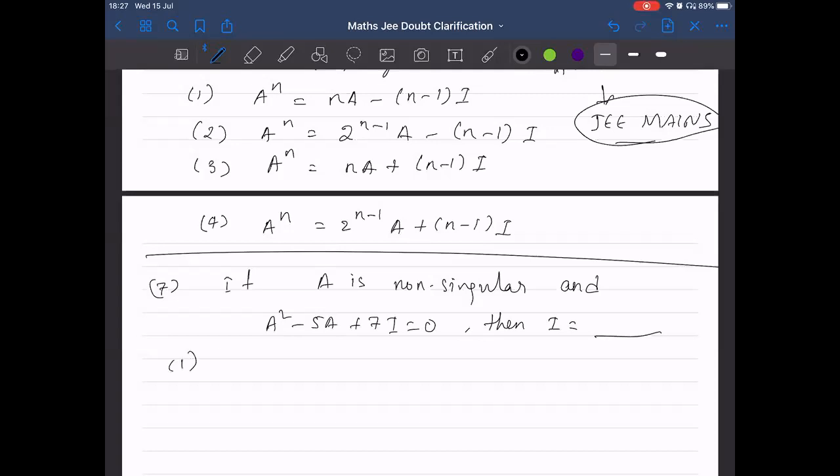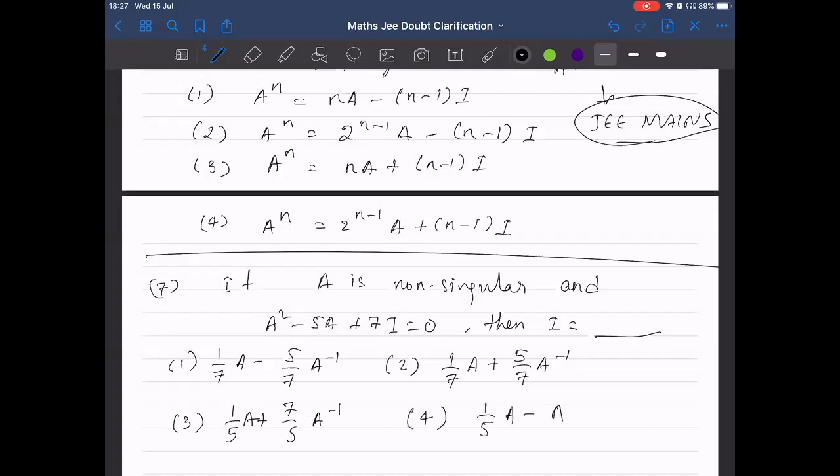But see, the options are not like this. Option 1: 7A minus 5 by 7 is A inverse. Second option: 1 by 7 A plus 5 by 7 A inverse. Third: 1 by 5 A plus 7 by 5 of A inverse. Fourth: 1 by 7 A minus A inverse. So they have given you the characteristic equation, but they're asking the value of I in terms of A and A inverse. So how did A inverse come into this game? You just have to think about it.